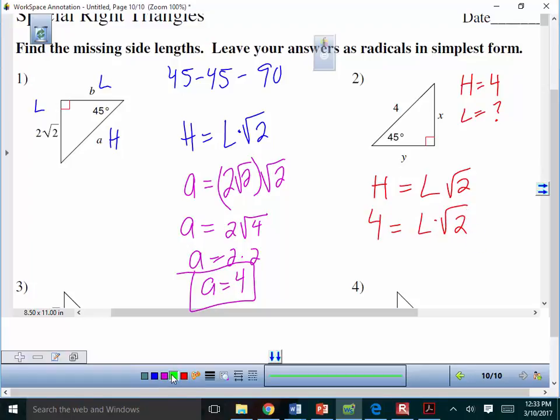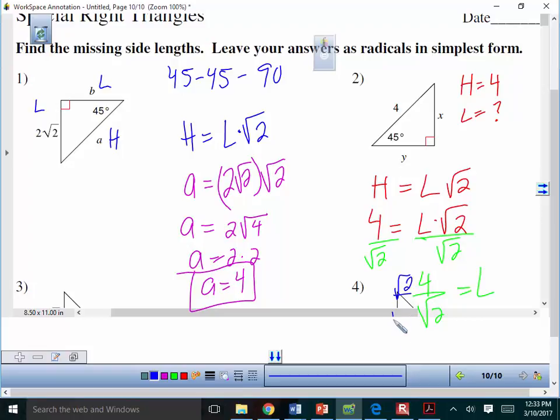Now, how do we get our leg by itself? Divide both sides by the square root of 2. Uh-oh. We cannot, very good, Alvin, we are not allowed to have a radical in our denominator, so we're going to have to rationalize our denominator. And how do we do that? Multiply both sides by the square root. Very good. When you said both sides, you meant the numerator and the denominator?